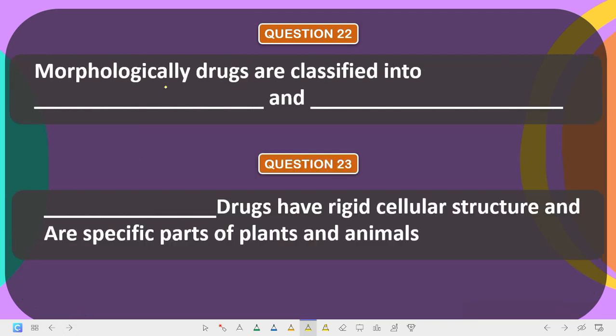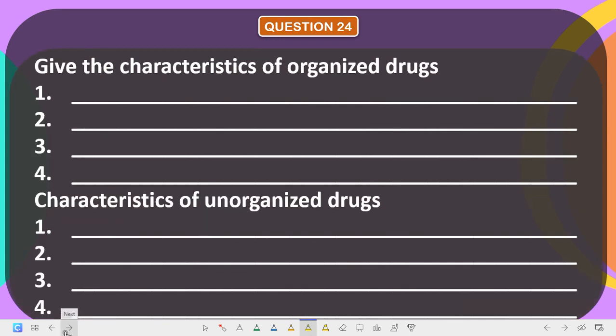Now, morphologically, drugs are classified into organized and unorganized. Organized drugs have rigid cellular structure and are specific parts of plants and animals. Okay? Now, I think this is the last question.